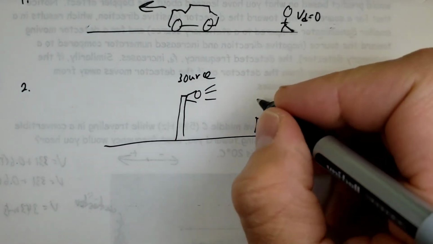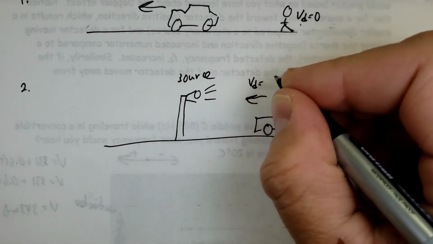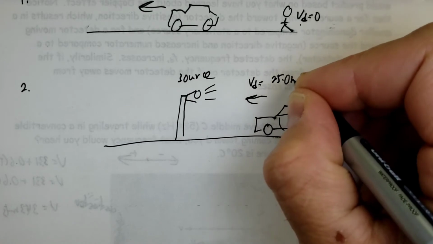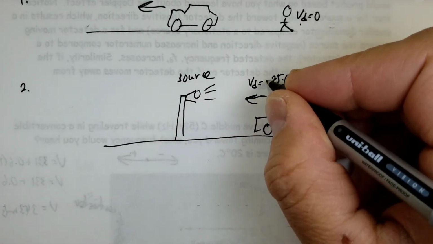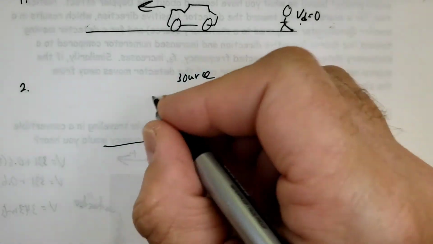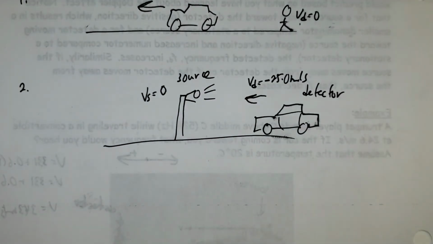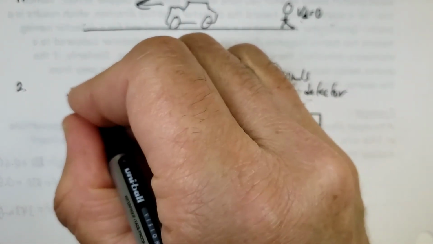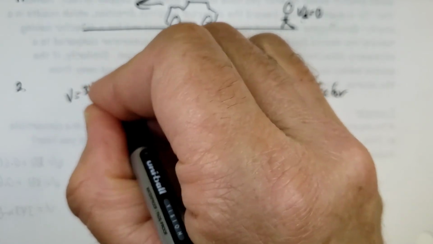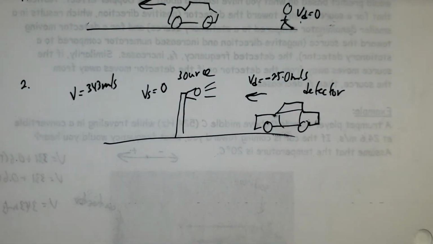So you are moving towards it, which means the velocity of the detector is 25 meters per second. Now since we're moving towards the source, which has to be to the left, this is going to be a negative. And the velocity of the source this time is 0. And it says the speed of sound in air that day is 343, so it must be at 20 degrees C. So there's all the information you need to figure out that one.